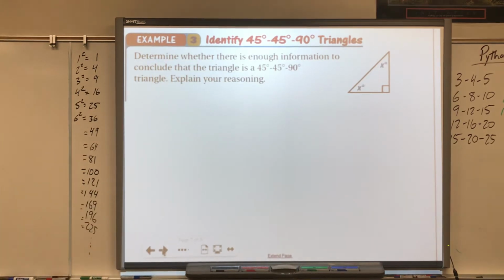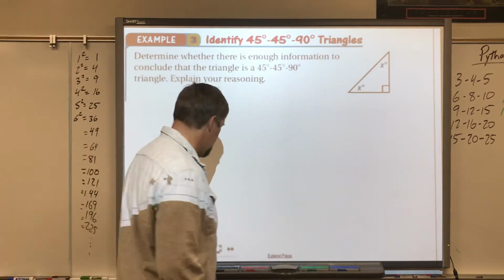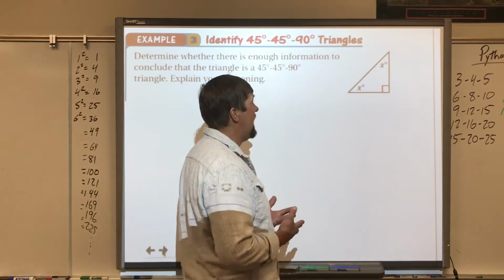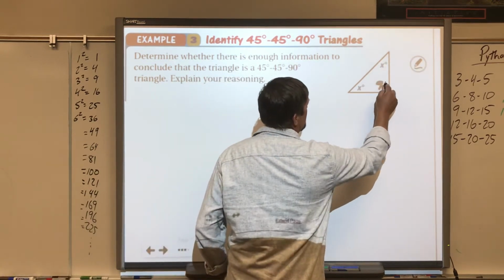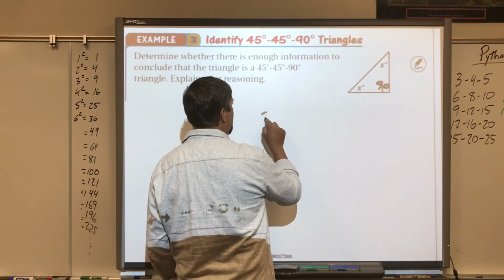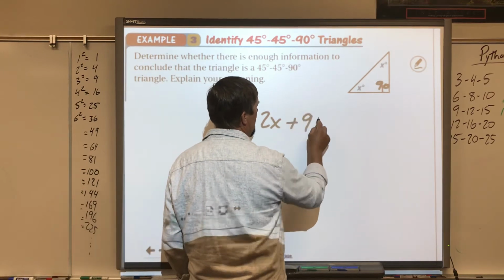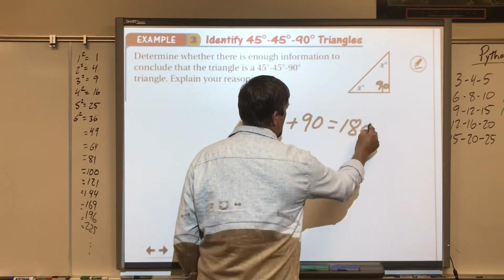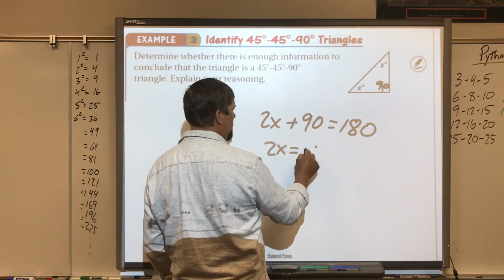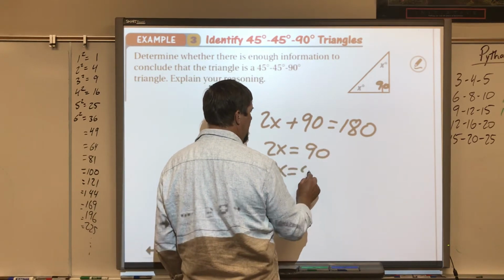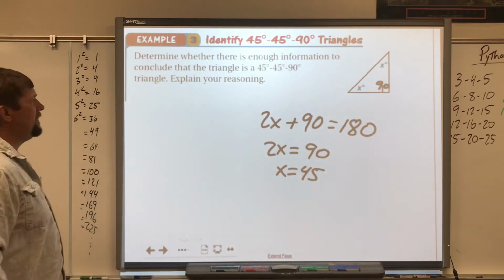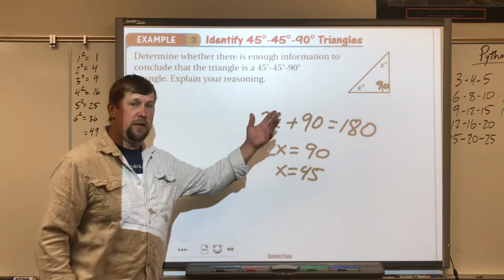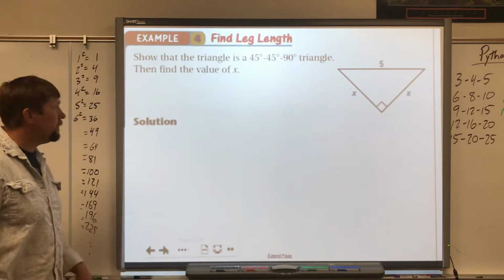Determine whether there is enough information to conclude that the triangle is 45, 45, 90. And the answer on this one is yes, because you know this one is 90, and all three of them, so 2x plus 90, add up to 180. So you know 2x has to be 90, so x is 45. So there are two 45-degree angles because they have to be to add up to 180.